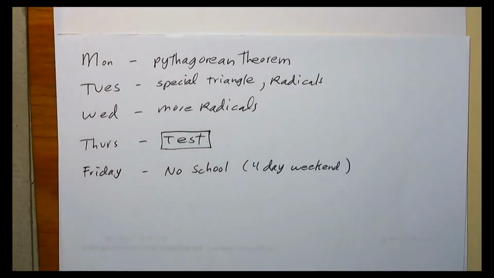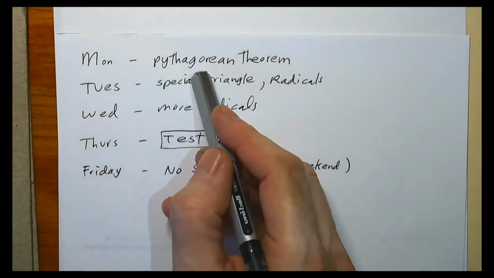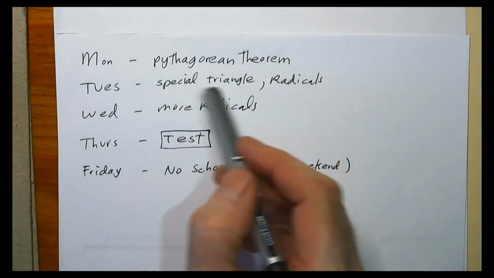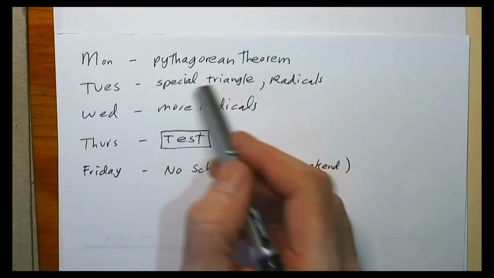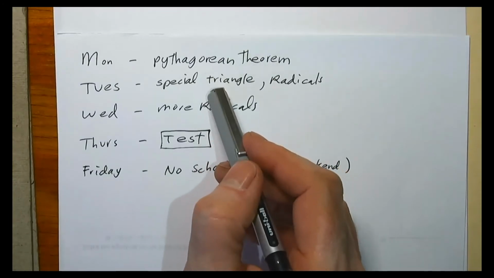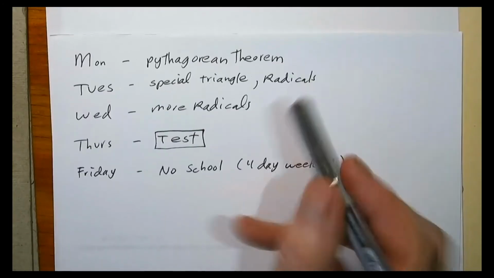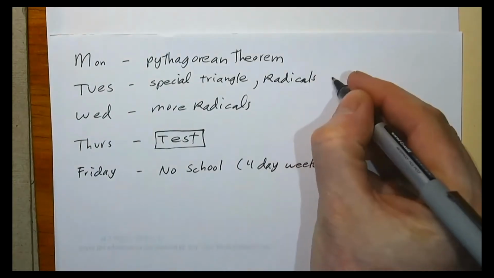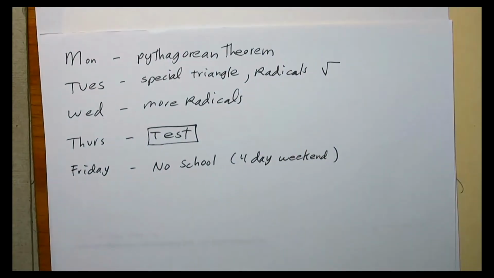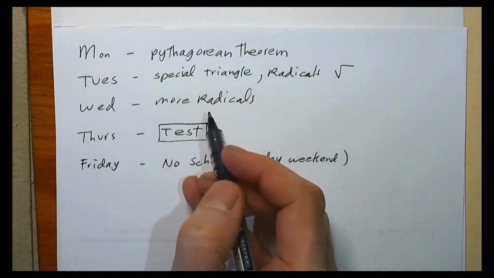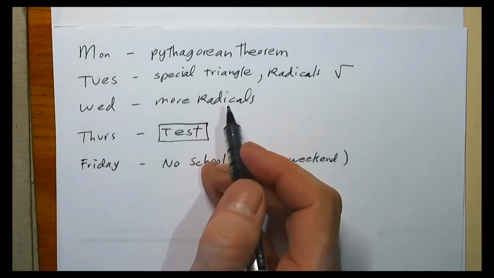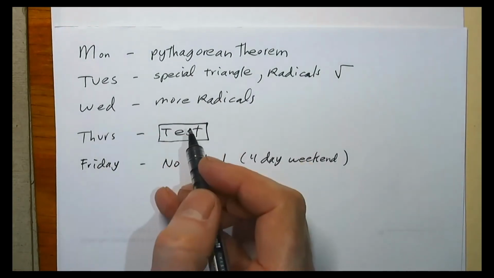And here's the plan for the week. Monday we'll do today, Pythagorean theorem. Tuesday we'll look at a special type of triangle and how to do a shortcut for the Pythagorean theorem. We'll also learn about radicals. Radicals is a fancy way of saying square roots. Wednesday, more about radicals. You could do a whole unit on it. And Thursday, we'll do the test.